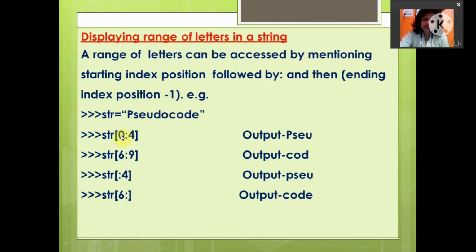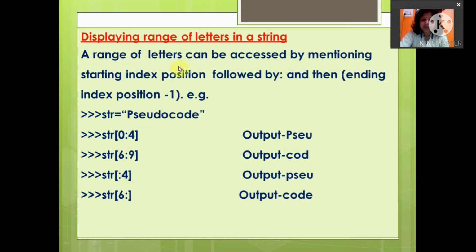If you want from position 0 to position 4, the output will be 0, 1, 2, 3, because 4 means it will go up to index position minus 1. Four minus 1 is 3. Up to 3 it will go.